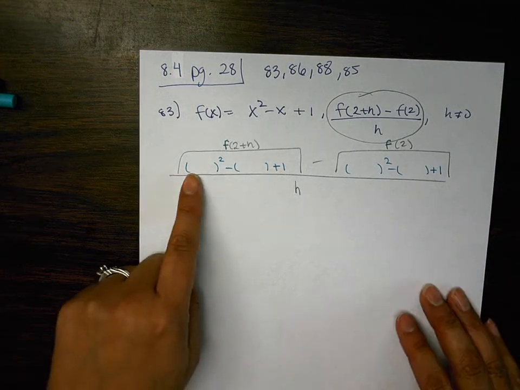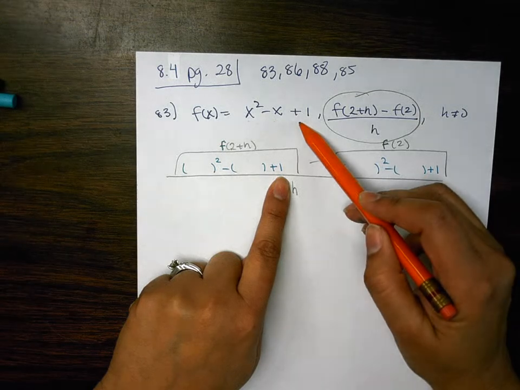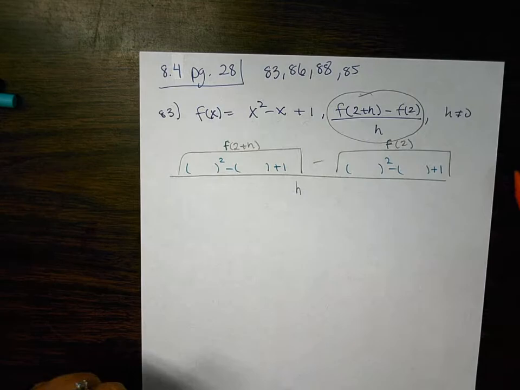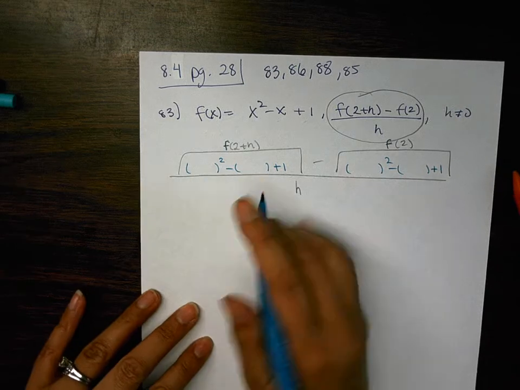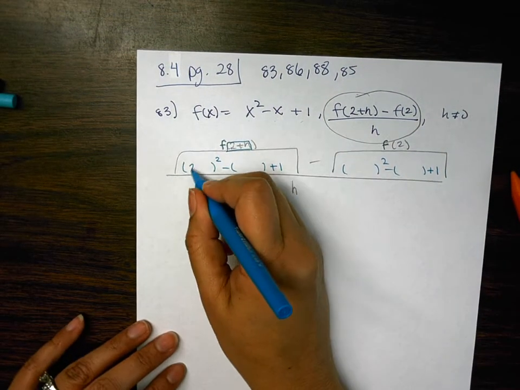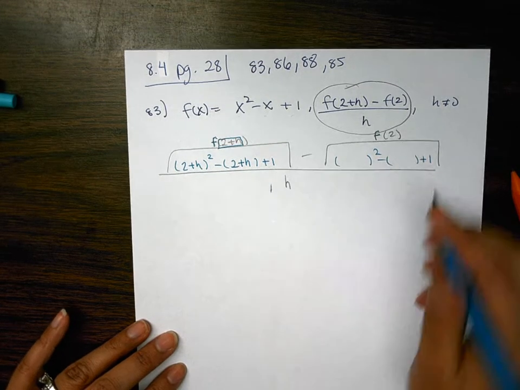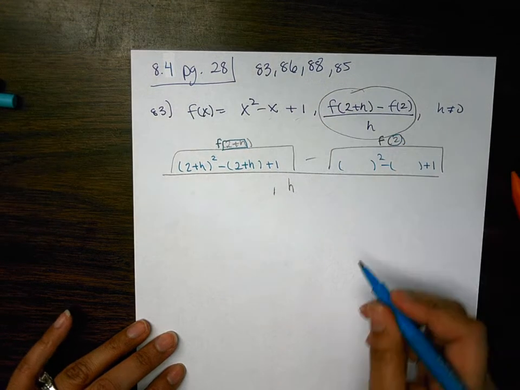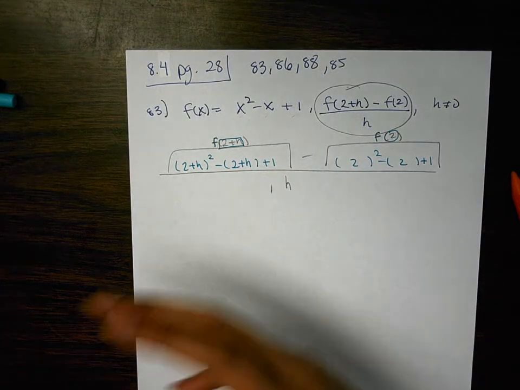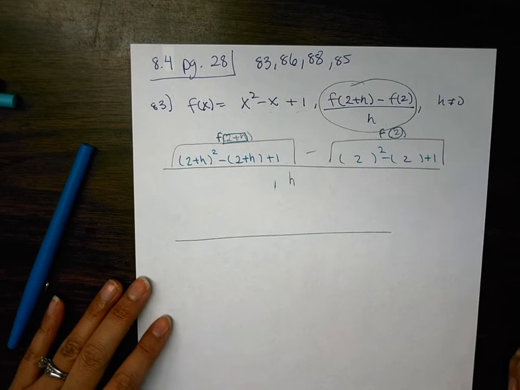Where did I get this blank squared minus blank plus 1 from? x squared minus x plus 1. I just took out the x's and put in blanks. What am I going to put in the blanks for this first one? 2 plus h. What am I going to put in the blank for the second one? 2. And after that, after everything's filled in, all the meaty pieces of it, it's just algebra type stuff.